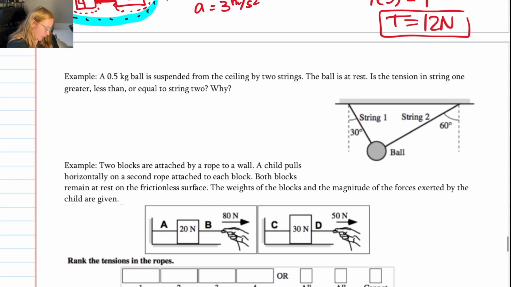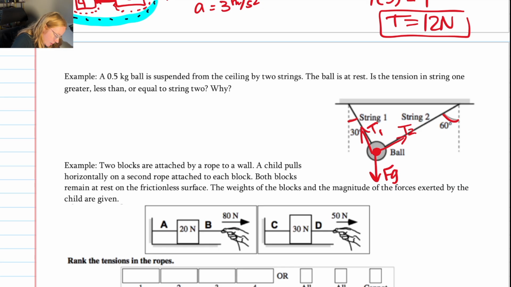Okay, here's an interesting example. We're looking at angles for the first time, so be careful with angles, right? We want to think about what's adjacent and opposite. But we do have FG pulling straight down, I know that for sure. We have T2, and we'll call this T1. And then it does give me an angle of 60 and an angle of 30.